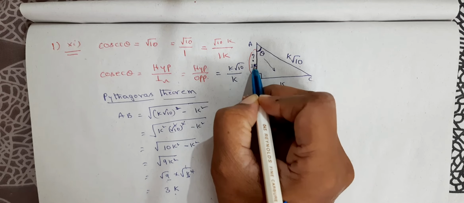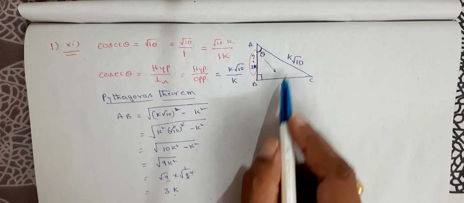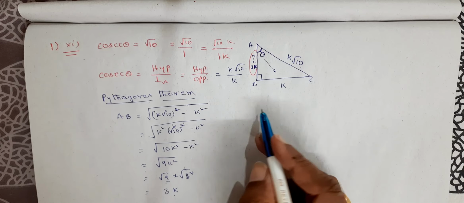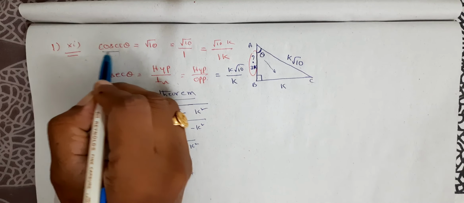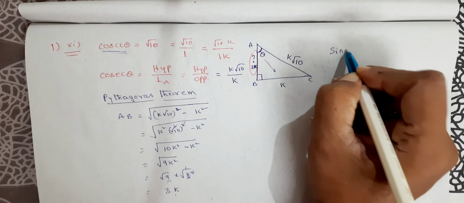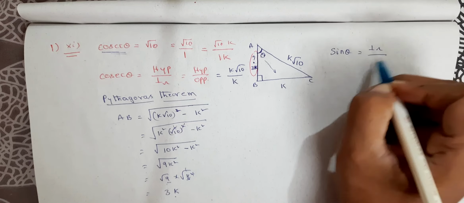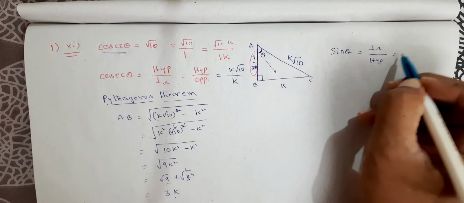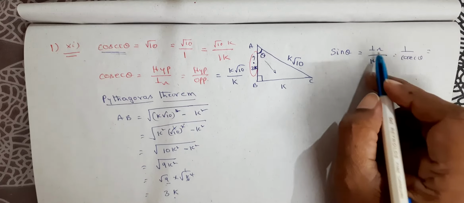So if we write 3k here, now we have all three sides. Therefore, it is easy for us to find the other trigonometric ratios. What is given to us is cosecant. Now we shall start with sine. Sine theta is equal to perpendicular by hypotenuse, or which is equal to 1 by cosecant theta. Whichever manner you want, you can take.